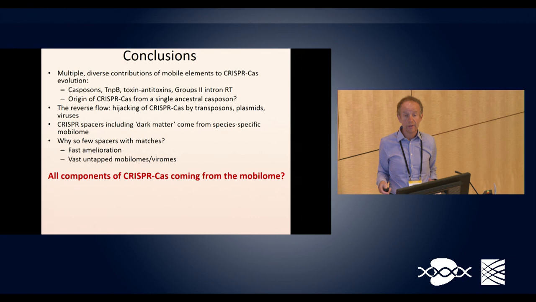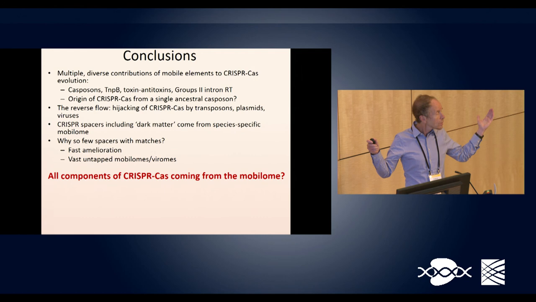So as we discussed, there are multiple diverse contributions of mobile elements to the evolution of CRISPR-Cas, even the possibility that the entire system comes from a single ancestral complex transposable element. There is notable reverse flow, hijacking of CRISPR-Cas systems by transposons, plasmids, and viruses. And when we dissect the spacer realm, we find that CRISPR spacers, including the dark matter, appear to come from species-specific mobilomes. Why are there so few spacers with matches?